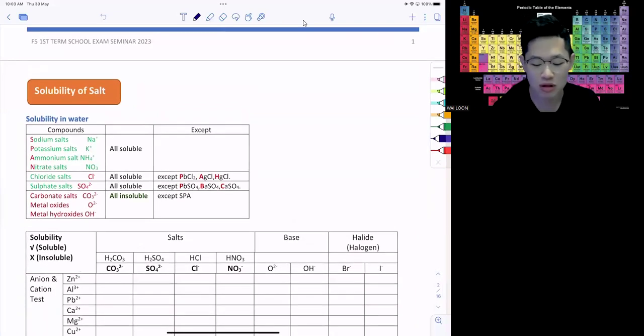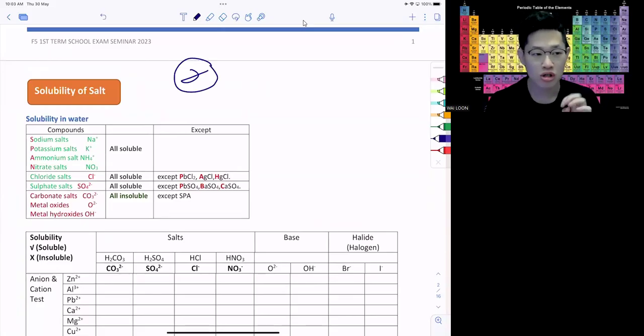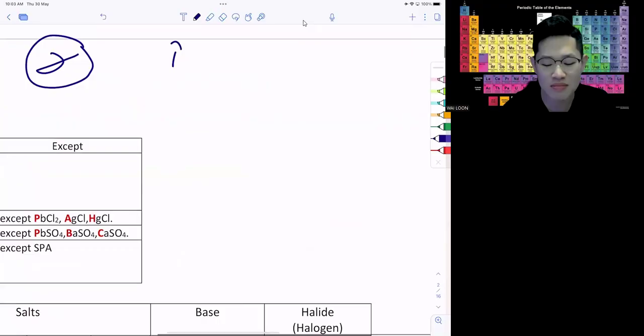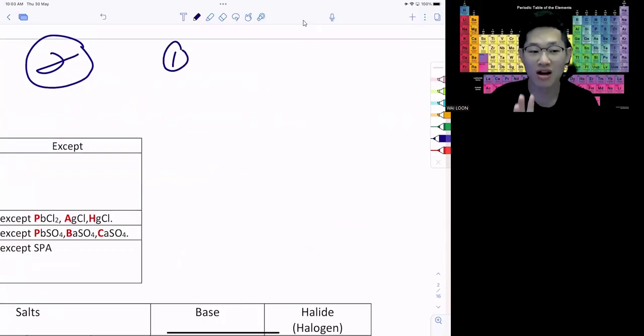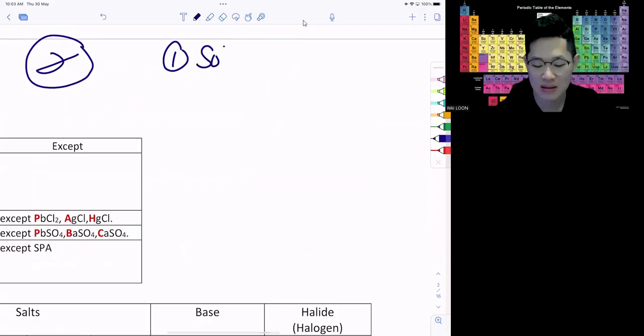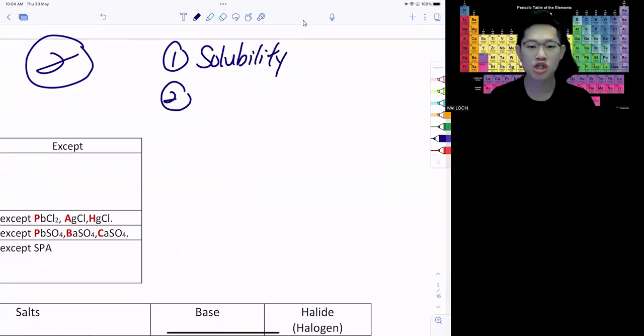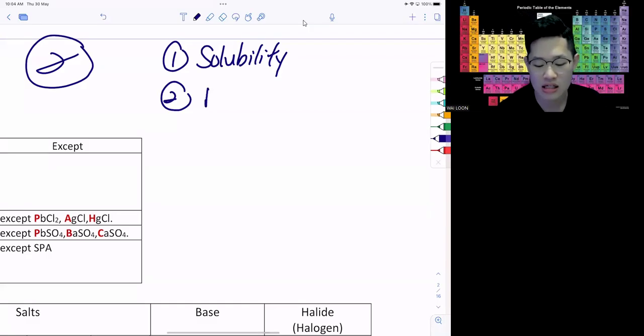So let's look at page number 2. To do well in salts, to be very honest, you have to always memorize these 5 major parts. First one, solubility of salt. You have to remember what types of salt are soluble and what types of salt are insoluble. After solubility, it is the preparation of salt.